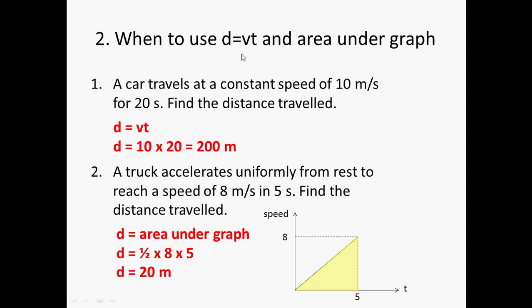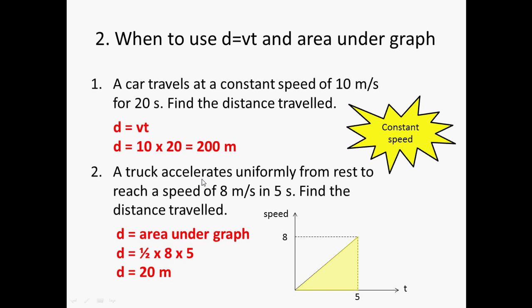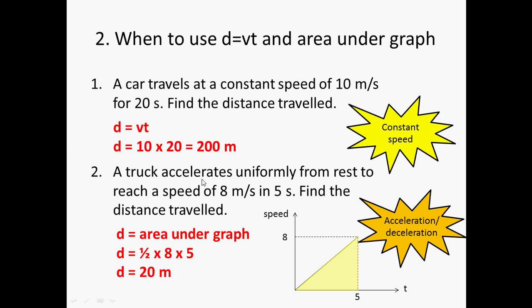Now, what is the difference between 1 and 2? So obviously, if you look carefully, you will realize that one is constant speed, the other one is accelerating. So the key difference between the two is, if the object is traveling at constant speed, you can use distance equals speed times time. However, if the object is accelerating or decelerating, you have to use area under the graph. Okay, so this is the clear distinction between method 1 and method 2.